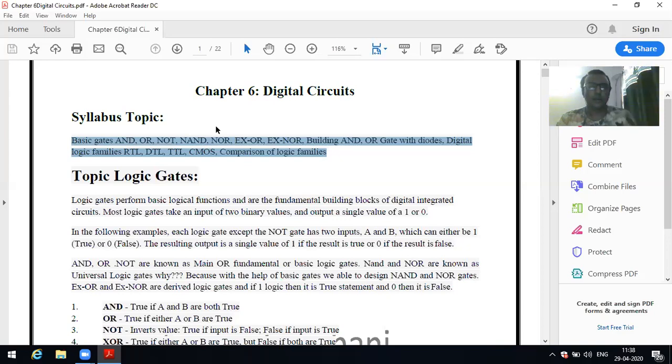So we have tried to concentrate first of all: what is the meaning of digital logic family? What is the meaning of fundamental logic gates? And then we have switched over to what is the meaning of logic family. So start with the basic principle of gates.